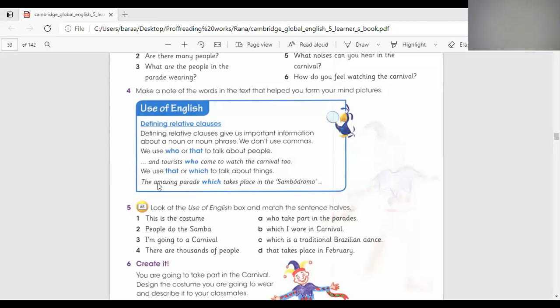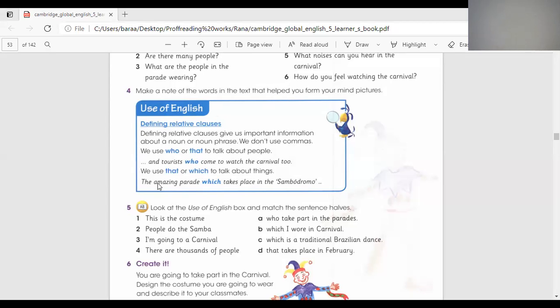Okay, so let's see, we have in our book, in this blue box, something we call relative clauses. Relative clauses.